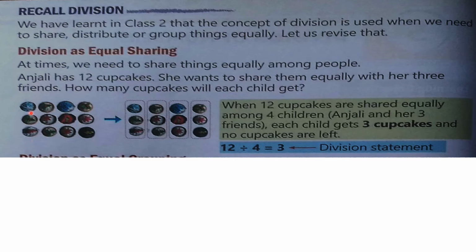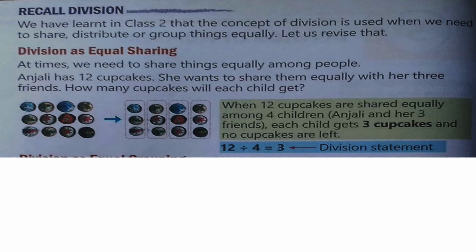So we will make the groups. As you can see here, the groups are made: three, three, three, and three. That means one, two, three, four, divided into four parts, and each part is equal to three cupcakes. So we can write here 12 divided by 4 is equal to 3. So this is a division statement. Got it? This is how we derive a division statement: 12 cupcakes and number of people is 4, in the middle is the division symbol, and we will get the answer 3. That means each child will get 3 cupcakes. Got it? So this is division as equal sharing.